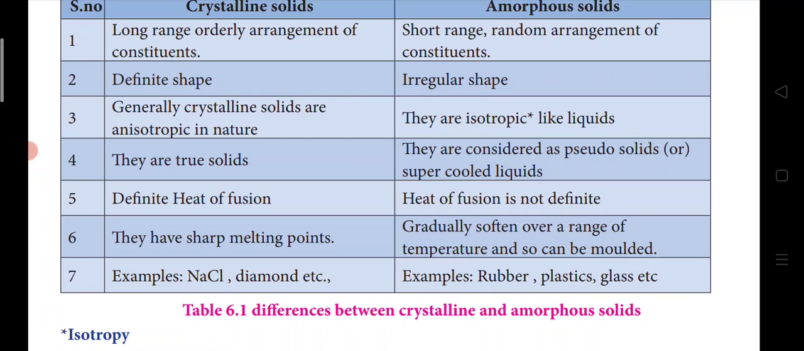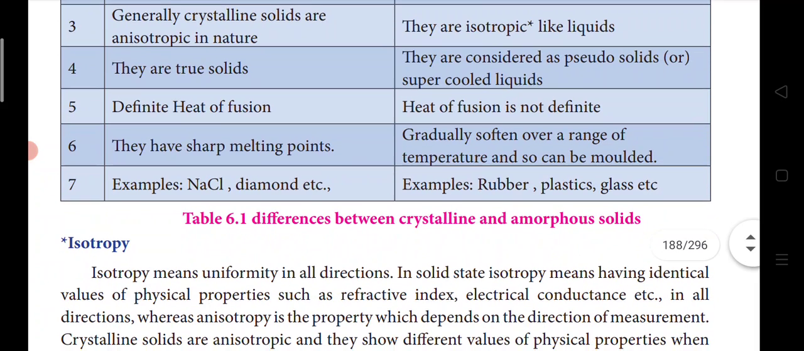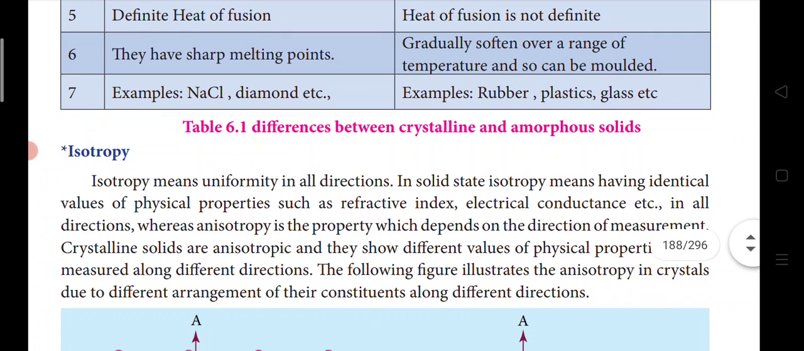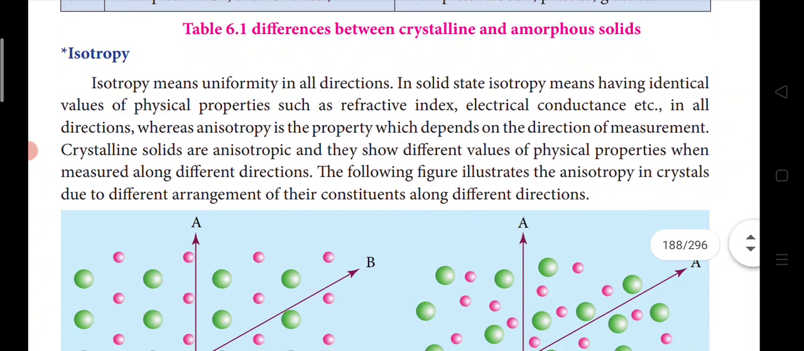And these crystalline solids are true solids, but these amorphous solids are considered as pseudo solids or supercooled liquids. Crystalline solids have a definite heat of fusion, and amorphous solids don't have a definite heat of fusion. Crystalline solids have sharp melting points, while amorphous solids gradually soften over a range of temperature and can be molded. Examples for crystalline solids are NaCl and diamond, and for amorphous solids, rubber, plastics and glass.